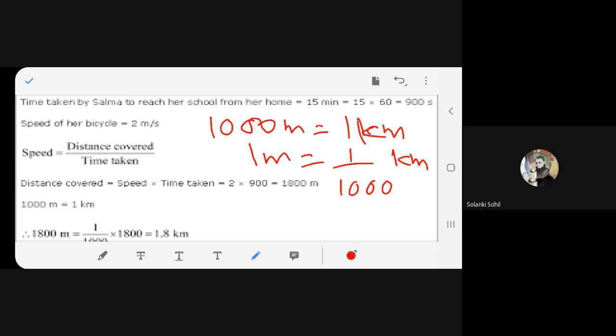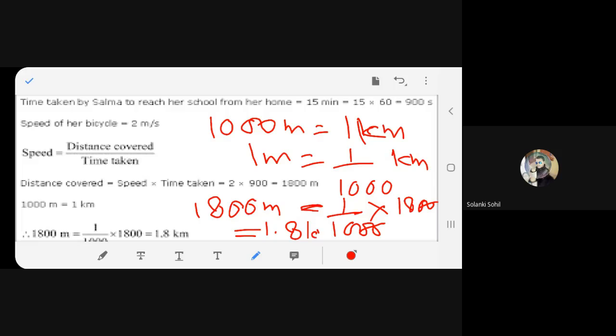So how many meters did we find? 1800 meter. What will happen? 1 upon 1000 into 1800. This 0 cancels. 18 upon 10 becomes 1.8 kilometer. This is the answer. So you got the answer? What do you say, beta?